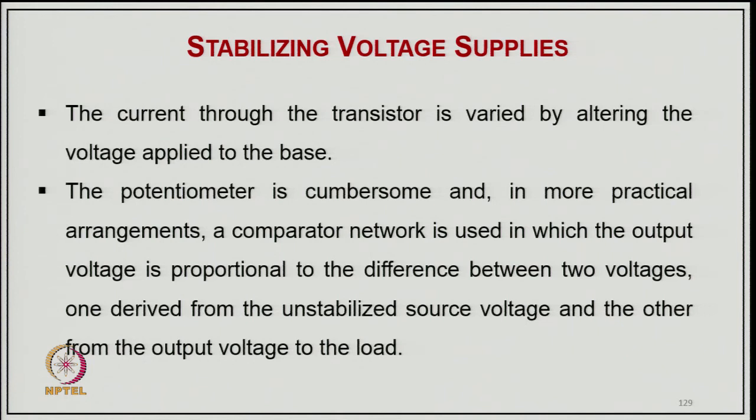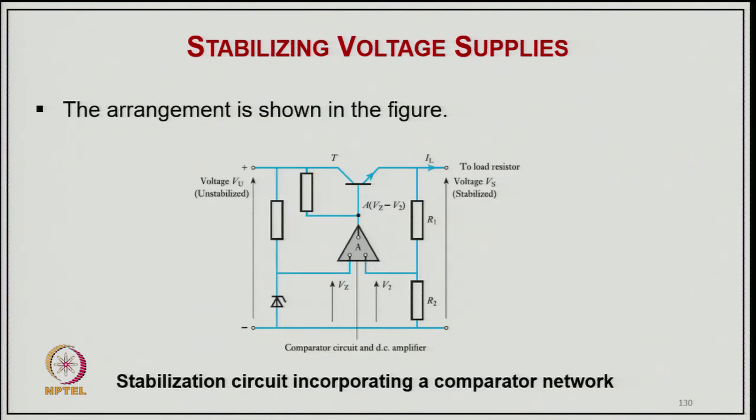So, the current through the transistor is varied by altering the voltage applied to the base. The potentiometer is cumbersome, and a more practical arrangement is a comparator network, in which the output voltage is proportional to the difference between two voltages: one derived from the unstabilized source voltage and the other from the voltage to the load. This is the typical kind of practical supply.